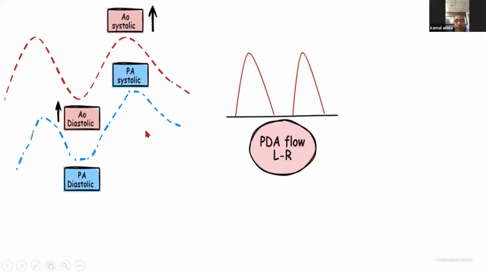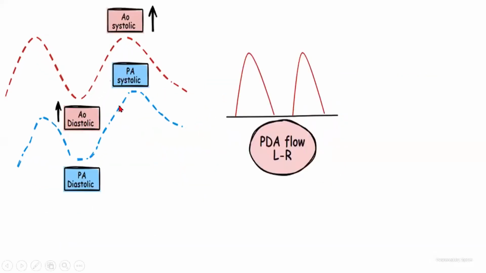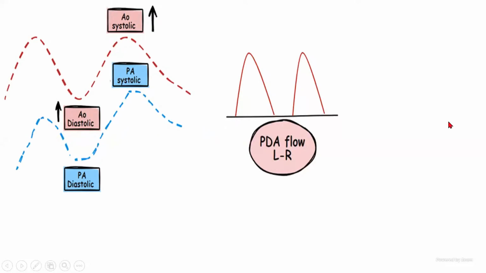So in this, you can see in both systolic and diastolic phase, your pressures on the left side are higher than your right side. So that's why there will be a pure right to left shunting. That will be red and the tracings will be above the line.